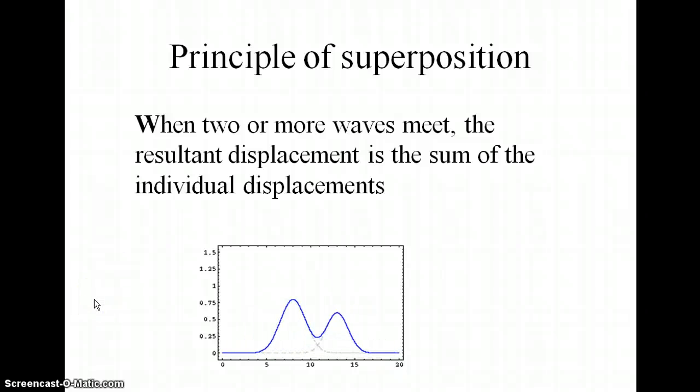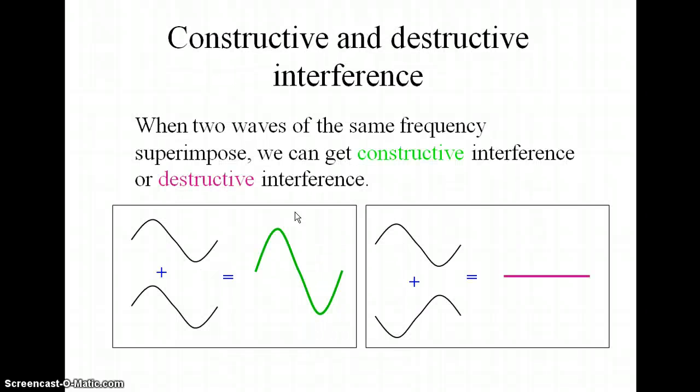Okay, this is the principle of superposition. It's a definition you have to learn, and many questions start with "state the principle of superposition." So when two or more waves meet, the resultant displacement is the sum of the individual displacements. So the waves add together. Don't forget, of course, the displacement could be negative as well. That's how waves can cancel each other out.